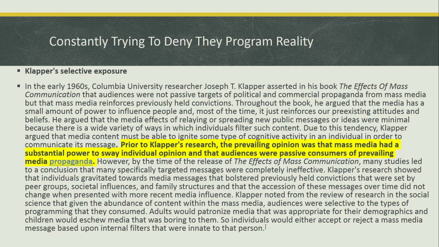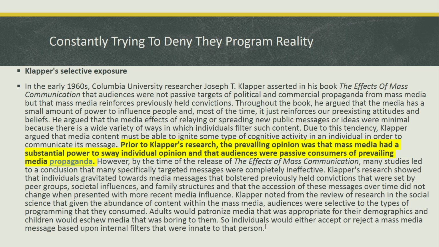He argued that the media effects of relaying or spreading new public messages or ideas were minimal because there is a wide variety of ways in which individuals filter such content, which I guess that's what they're using selective exposure for. They're saying, oh no, people selectively expose themselves to what they want to consume, so we can't be held accountable for anything because they're filtering it. Selective exposure, cognitive dissonance. Due to this tendency, Clapper argued that media content must be able to ignite some type of cognitive activity in an individual in order to communicate its message.